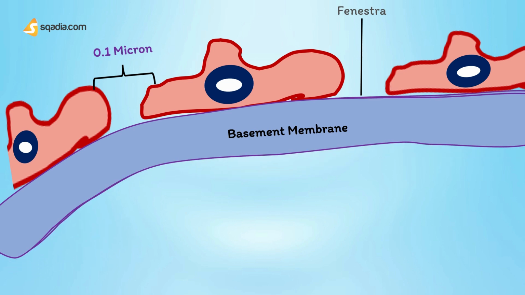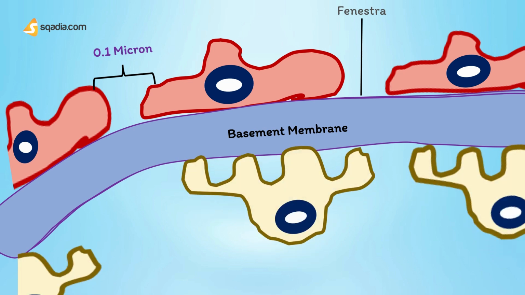The second layer is the basement membrane. The basement membrane of the glomerular capillaries and the basement membrane of the visceral layer of Bowman capsule are fused together. The fused basement membrane separates the endothelium of the glomerular capillary and the epithelium of the visceral layer of Bowman capsule.